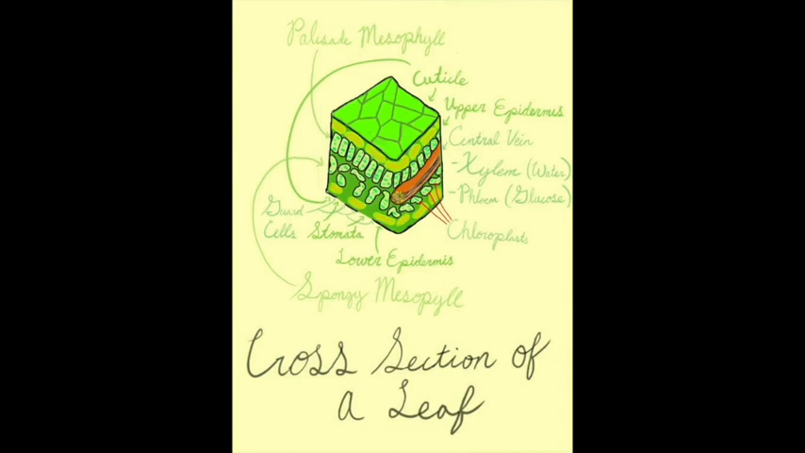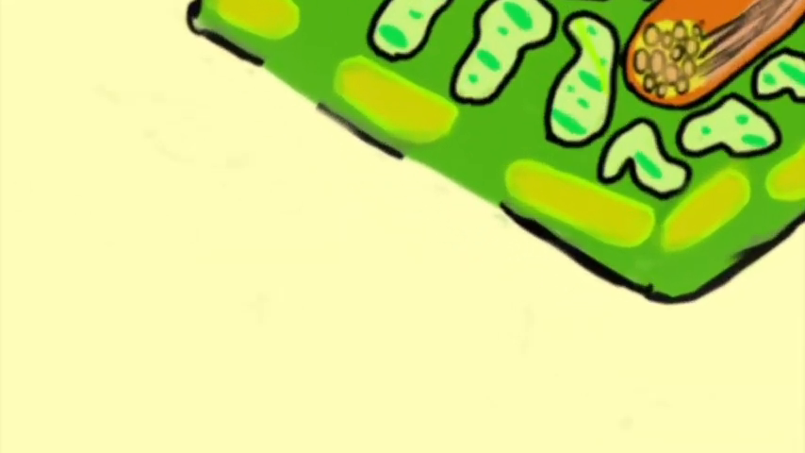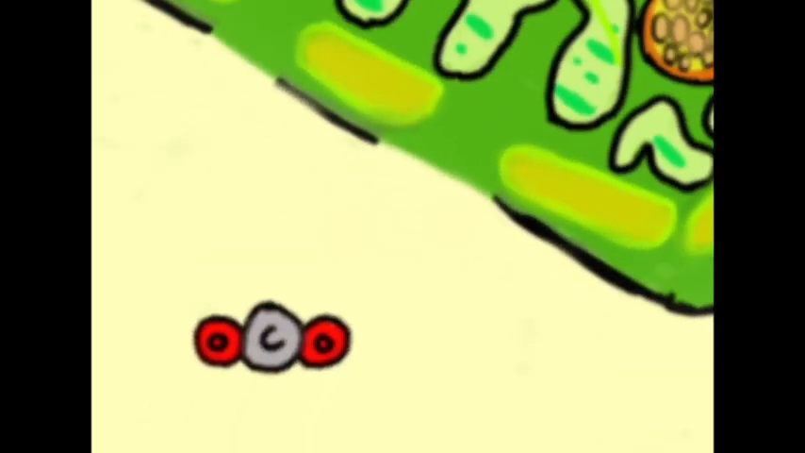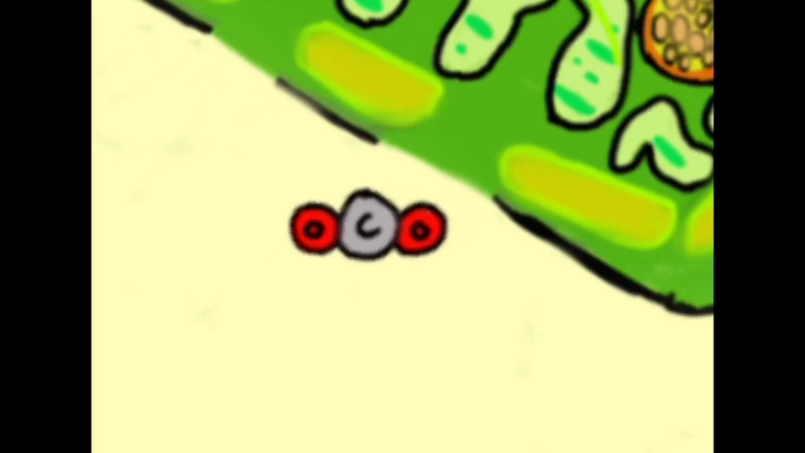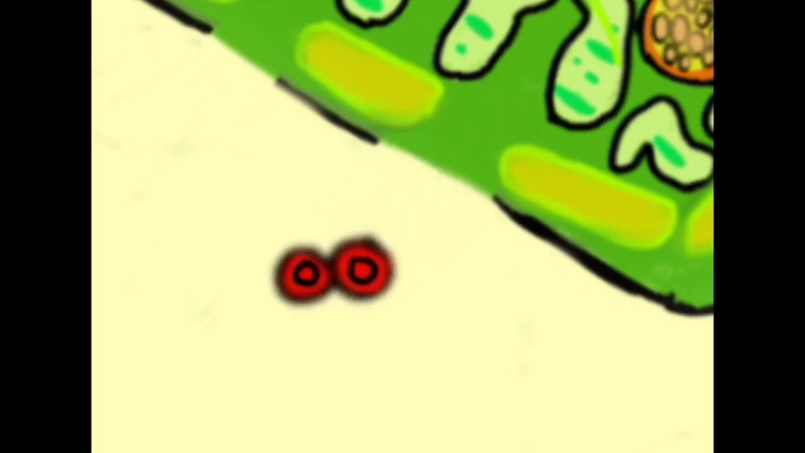We start with gas exchange. Carbon dioxide enters, and O2 exits via the stomata on the lower epidermis of the leaf. Guard cells, which aren't pictured, can open or close to control the evaporation and rate of exchange.